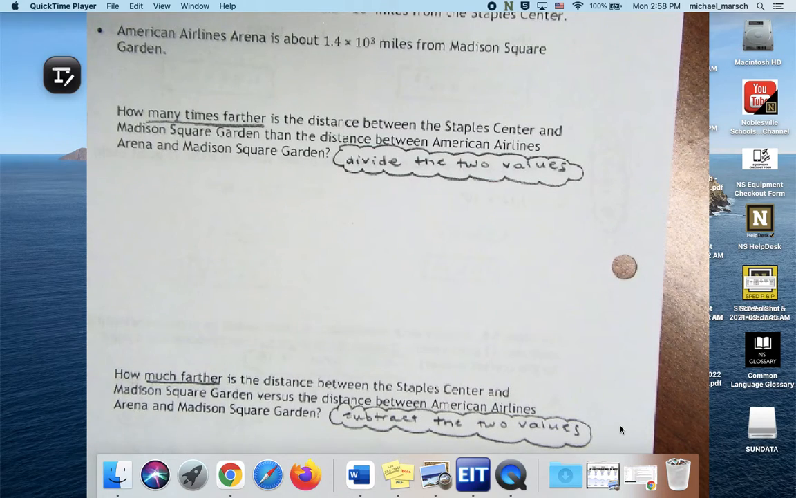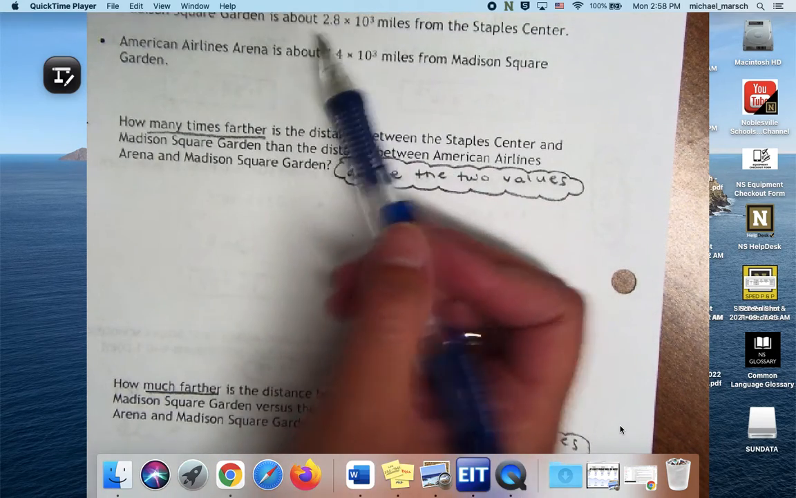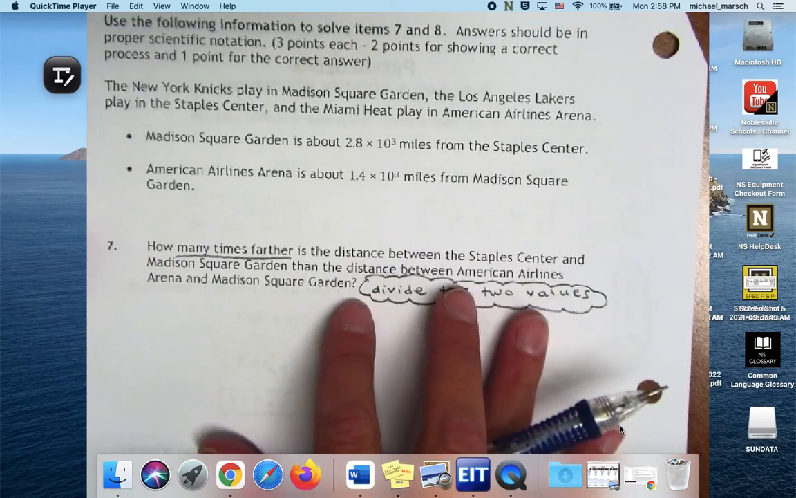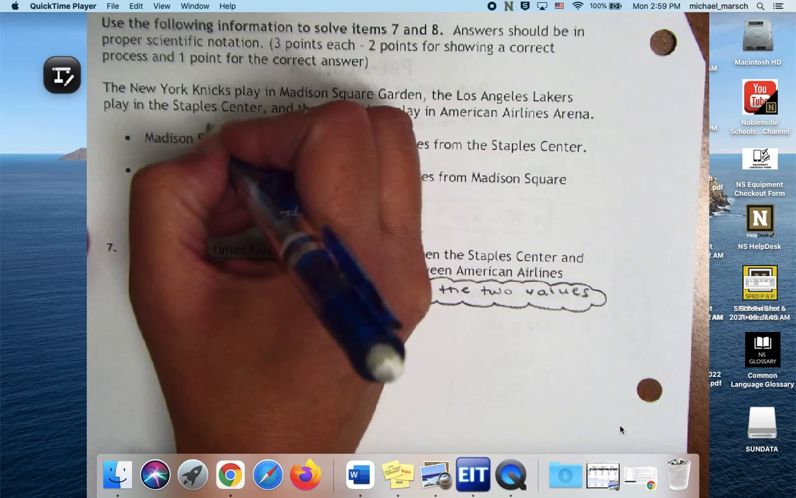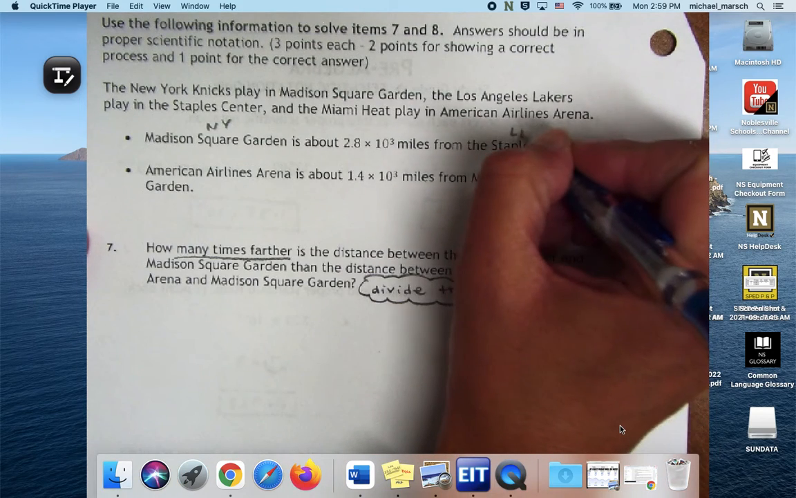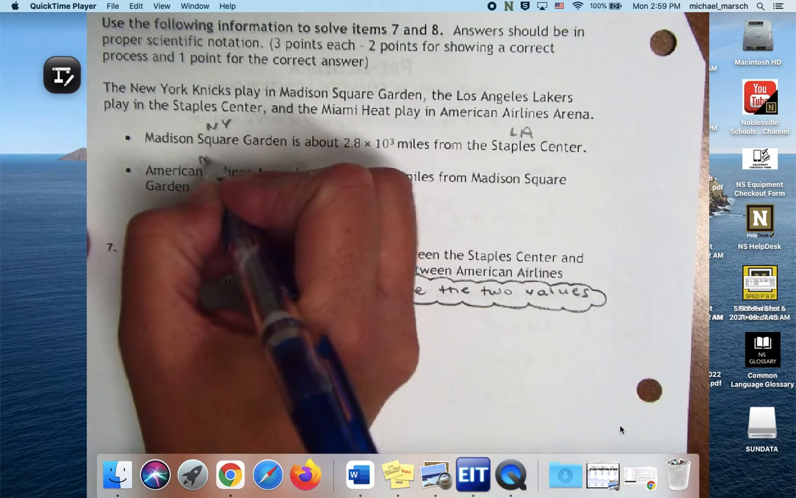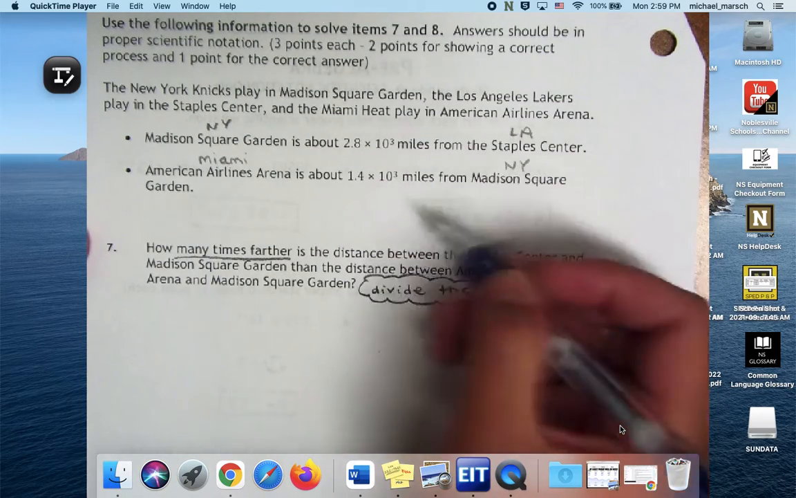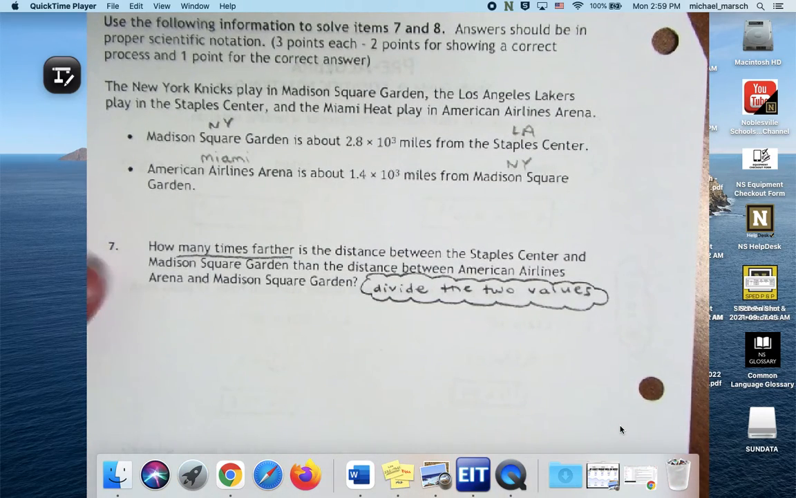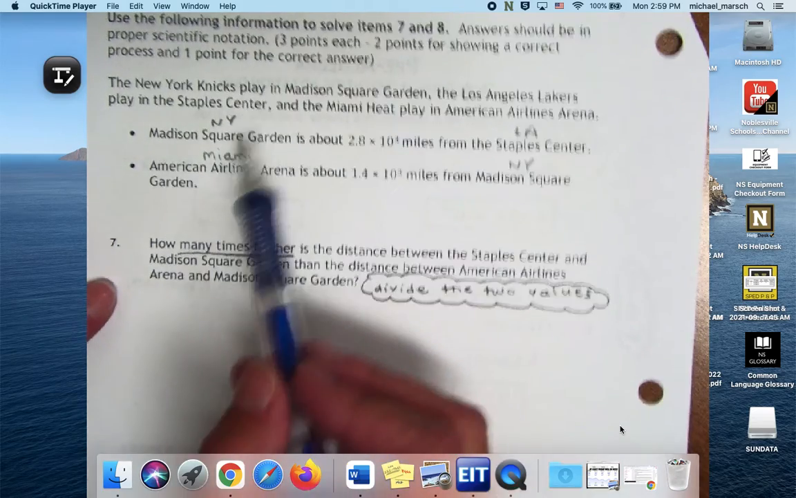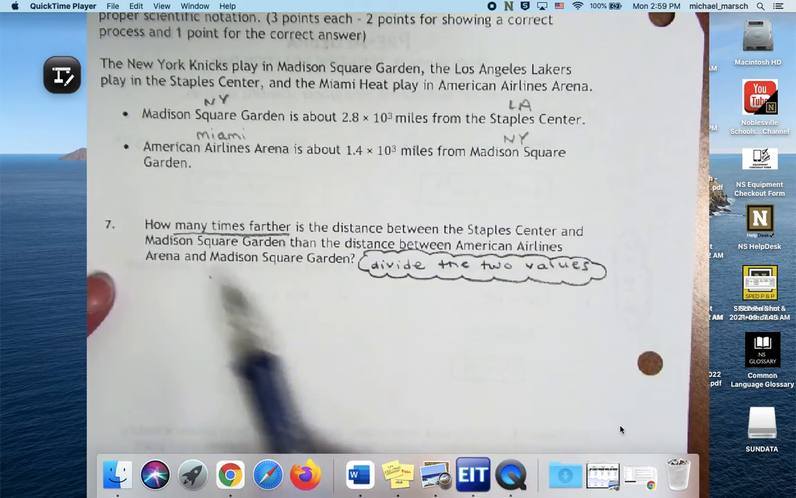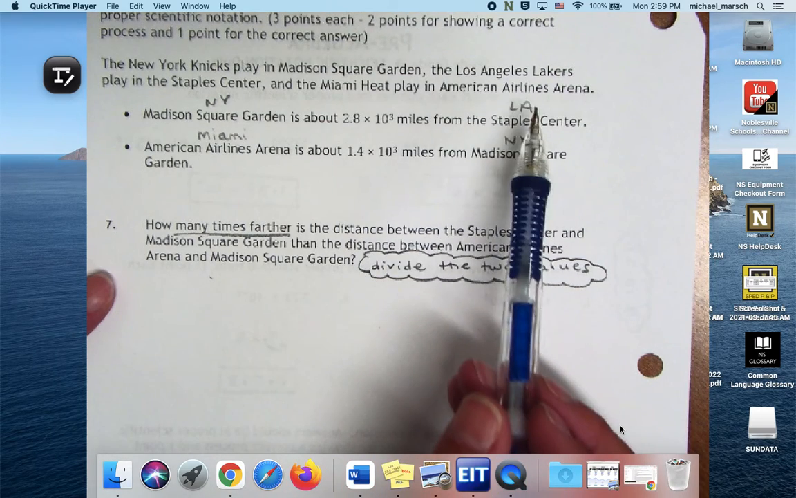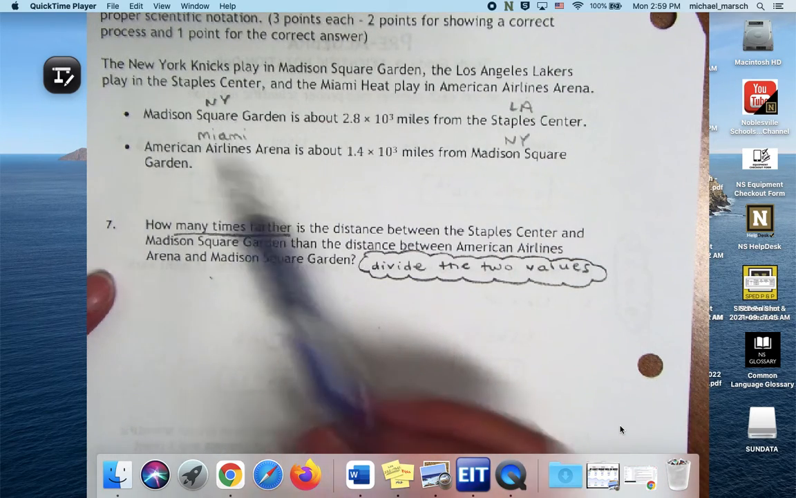What we have here are basketball teams and where they play, right? So really, the main point of this problem is to see we have the distance from New York to LA, and then we also have the distance from Miami to New York. That's where those different arenas are, okay? So we're going to use this information to figure out how many times further New York is from LA, from New York to Miami, okay?